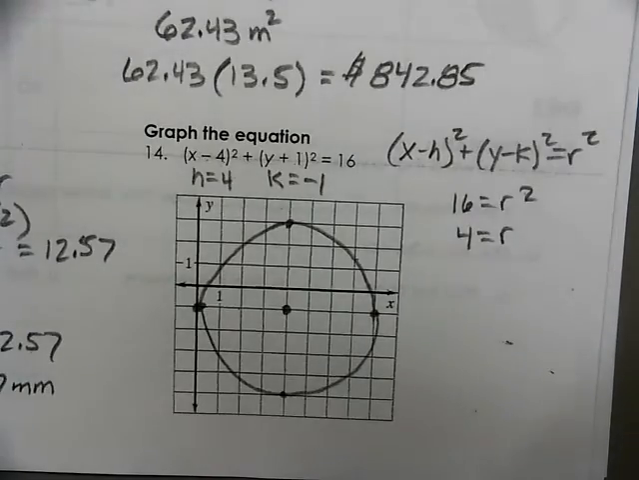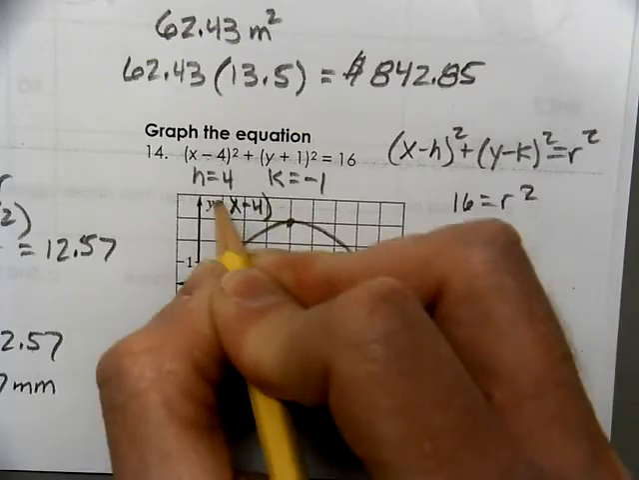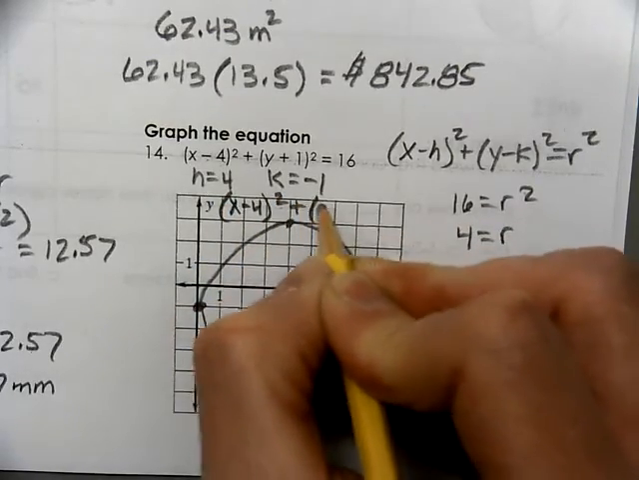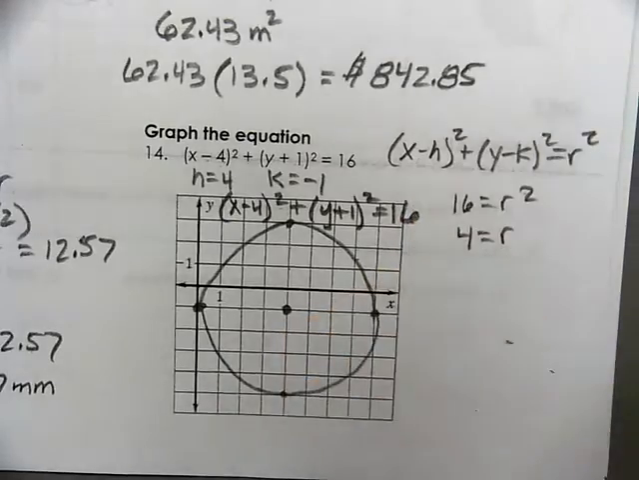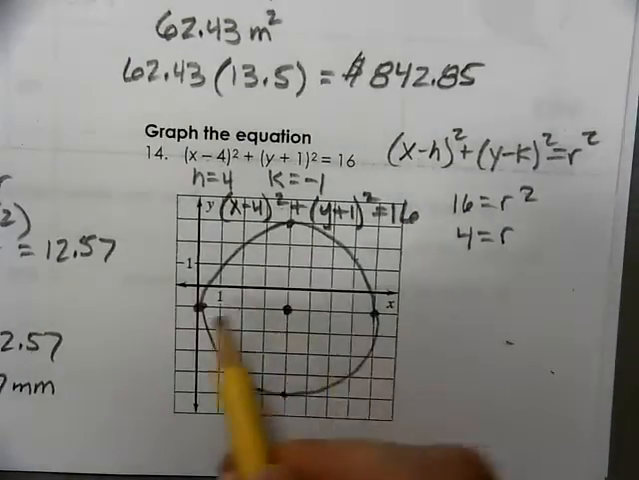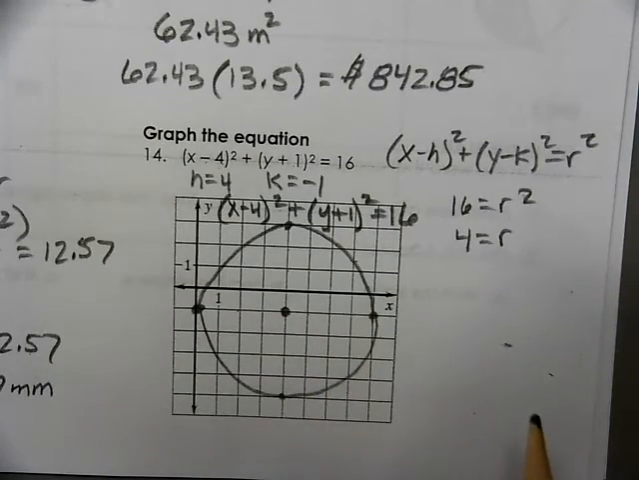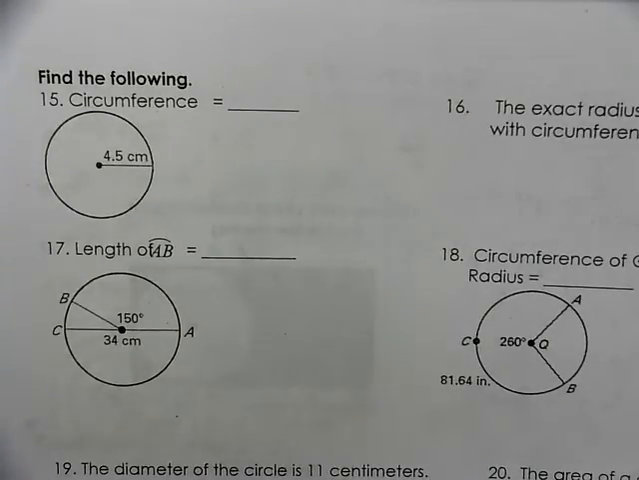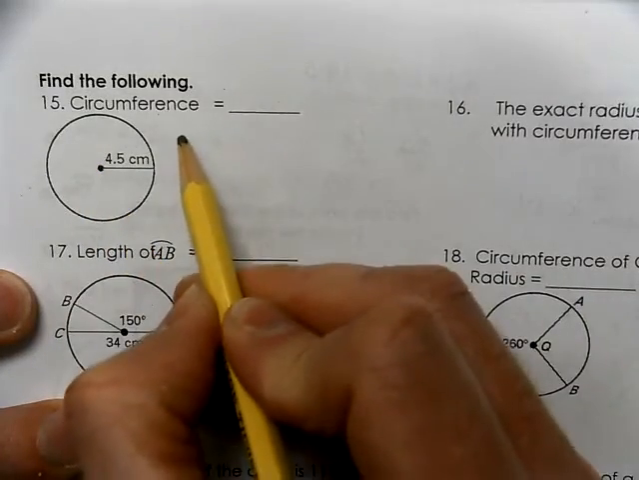That's our circle, and it's good to write the equation. (x - 4)^2 + (y + 1)^2 = 16. That has our center at (4, -1) and a radius of 4. We're going to find the circumference of number 15.